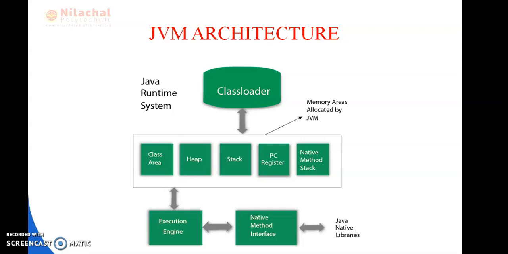Then comes the execution engine. What does it contain? It contains three things: a virtual processor, an interpreter, and a just-in-time compiler. What is the interpreter? The interpreter reads the bytecode stream and executes the instructions. What is the JIT compiler, or just-in-time compiler? It is used to improve performance, and it compiles the parts of the bytecode that have similar functionality at the same time.